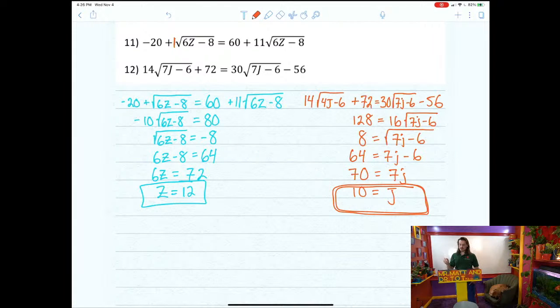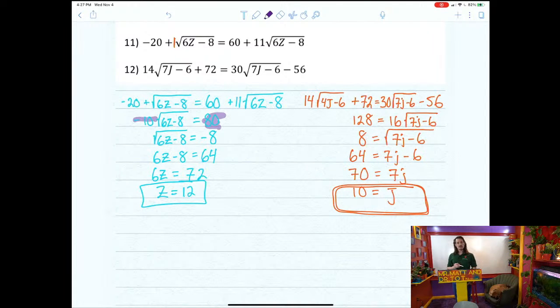When I add 20 to both sides, it eliminates on the left-hand side, but adds to the right-hand side. So 60 plus 20 is 80. That's where I got this 80. And then we're going to subtract 11 times the square root of 6z minus 8 from 1 times the square root of 6z minus 8. That's going to be negative 10 times the square root of 6z minus 8, because that's 1 minus 11. That's going to be negative 10.